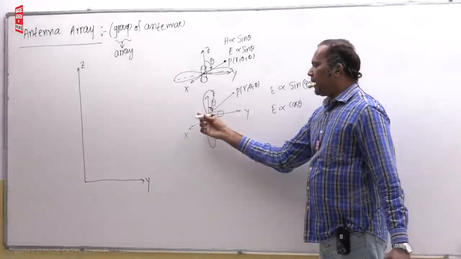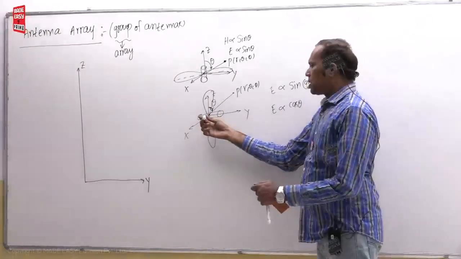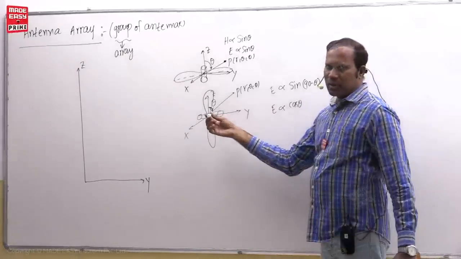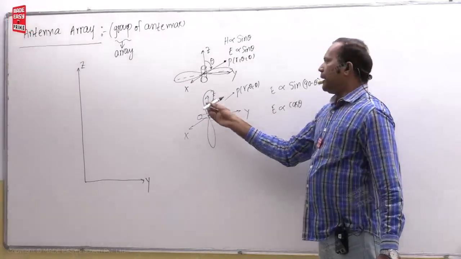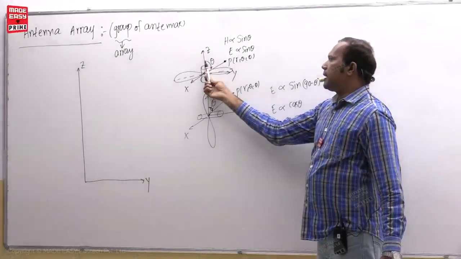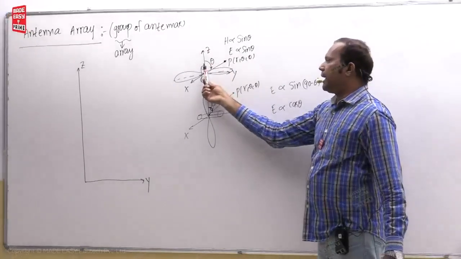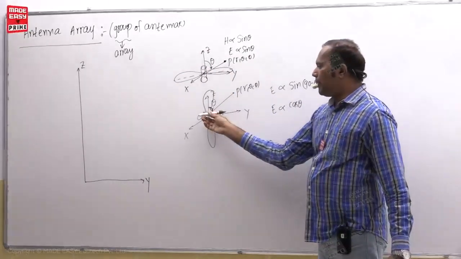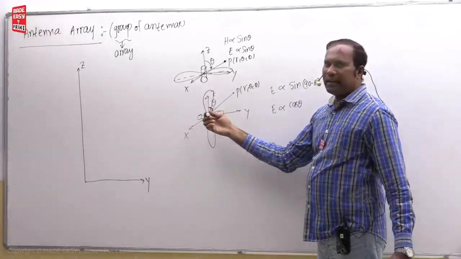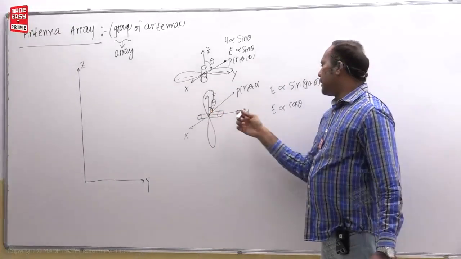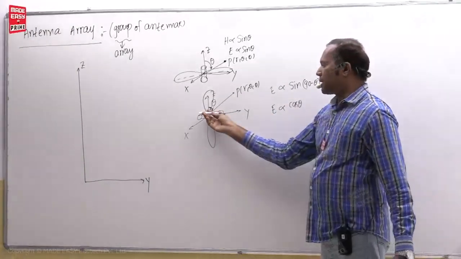This antenna may be turned like this also. Then also the electric field is proportional to cos theta only. If the antenna rod is like this, the electric field is proportional to sine theta, vertical antenna. Then a horizontal antenna may be like this or like this. For a horizontal antenna, the electric field is proportional to cos theta actually.